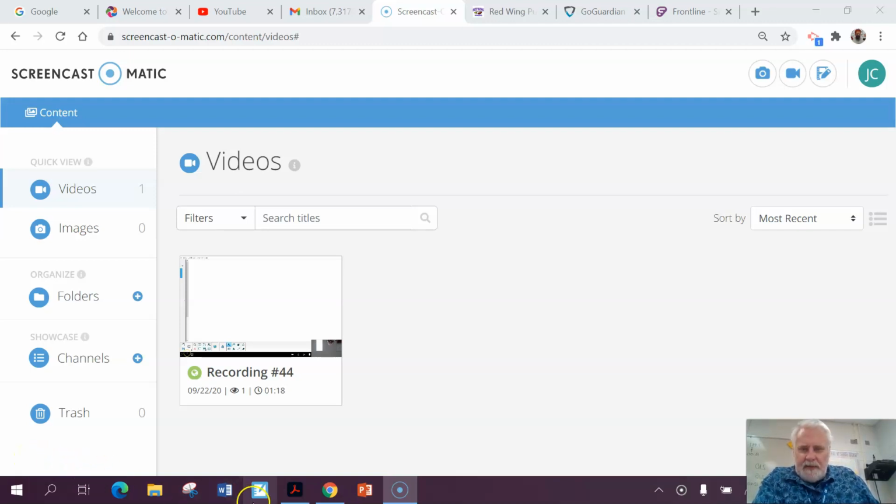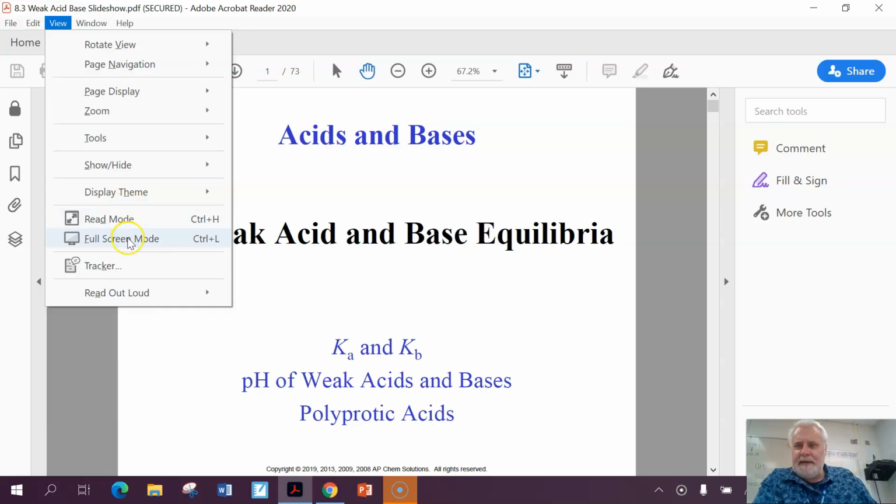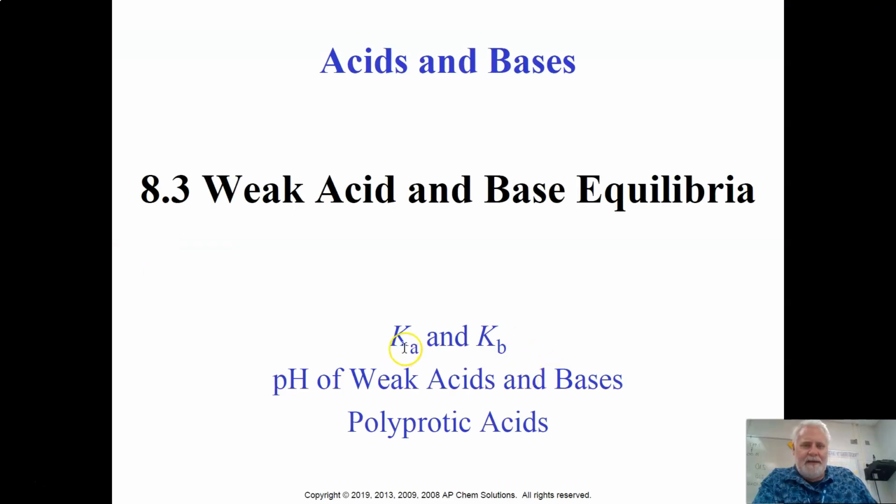All right, moving on to lecture 8.3. A lot of similar concepts, but you can see this is a doozy with 73 slides, so we are going to be breaking this one up out of necessity into two parts. So we'll get a good start here right away and see what we can learn about this Ka and Kb.